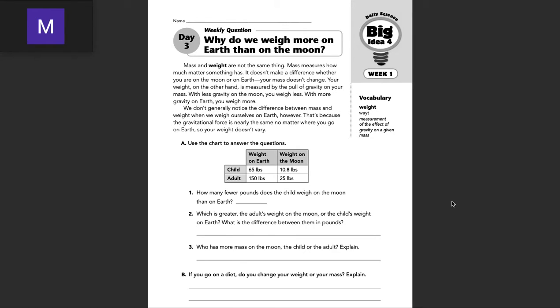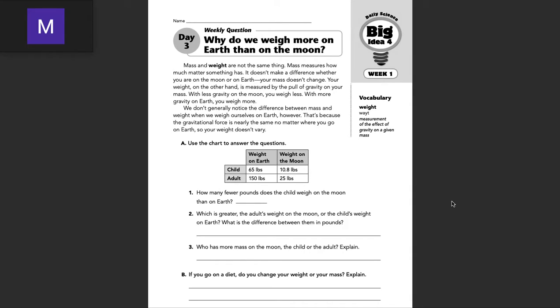Remember, mass is the amount of matter in an object, while weight is the measurement of the effect of gravity on that given mass. When I say it changes dependent upon location, I'm not talking about going from Yorktown to Indianapolis. I'm saying that if one of us went to another planet, we wouldn't shrink or get smaller, but we would weigh less.